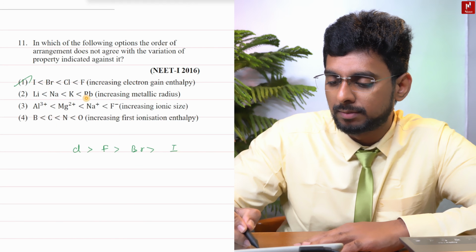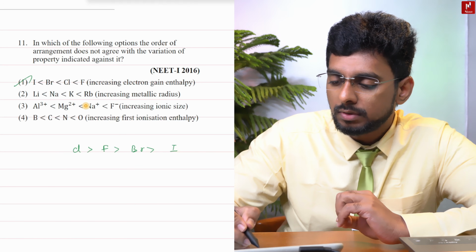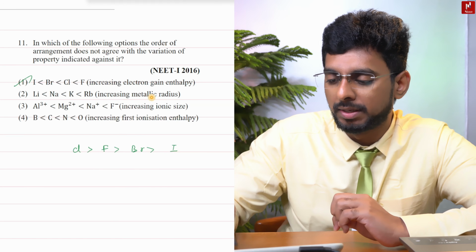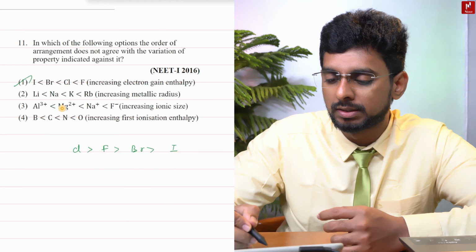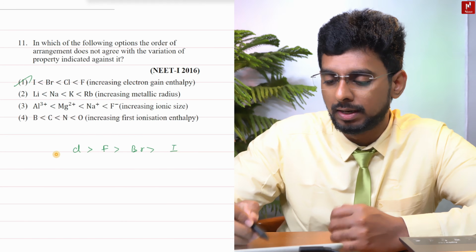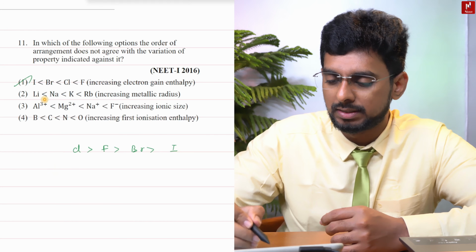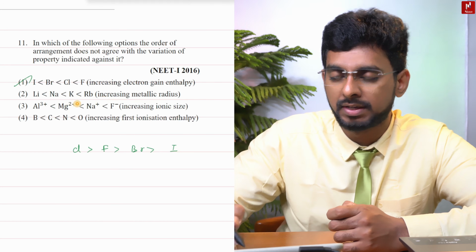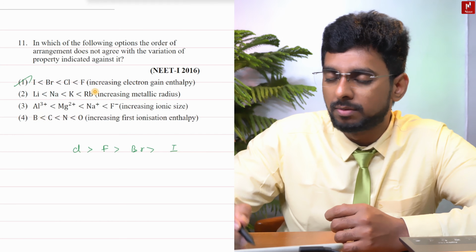Lithium, sodium, potassium, rubidium. Here I have to get the metallic radius. Got it? Whatever it is, atomic radius or metallic radius, both are the same in this situation. As you move down the group, it has to increase. Lithium is less, sodium is bigger, then comes the potassium, then comes the rubidium. It's perfect, that's right. That shouldn't be my answer.